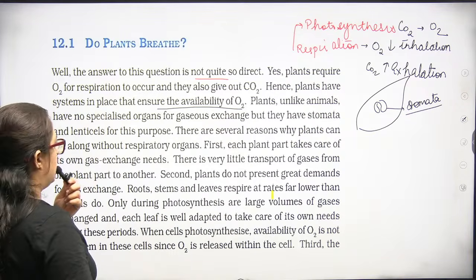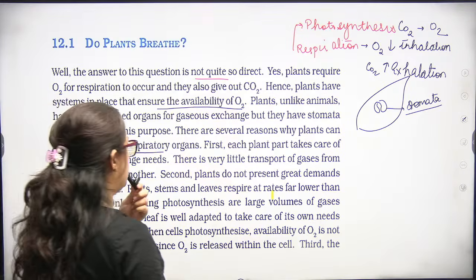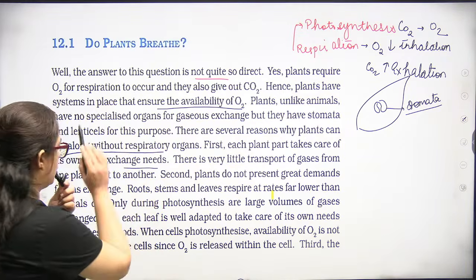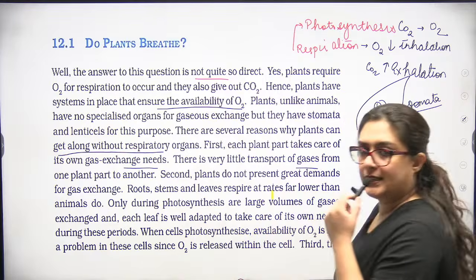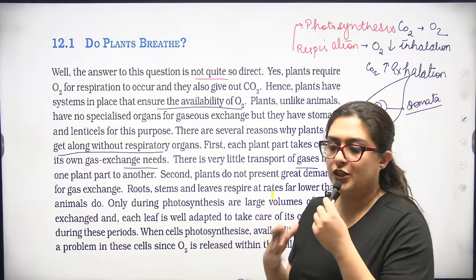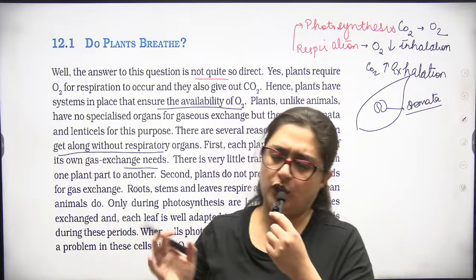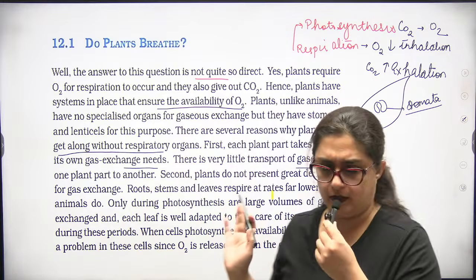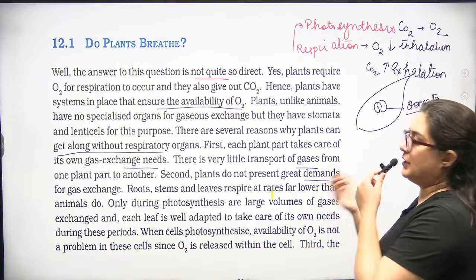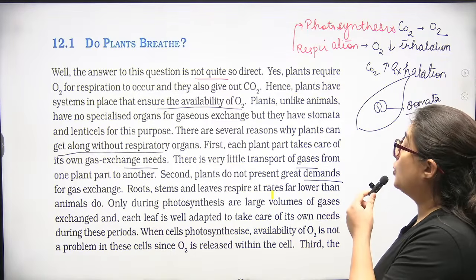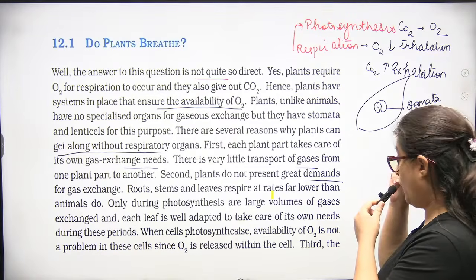There are several reasons why plants get along without respiratory organs. First, each plant takes care of its own gaseous needs. There is little transport of gases. Means plants don't require a very high concentration of oxygen, only a small amount. They know when to breathe, when not to breathe. Second, plants do not present great demands for gaseous exchange. Root, stem, and leaves respire at rates far lower than animals. Okay.